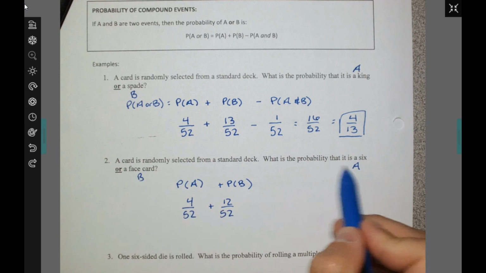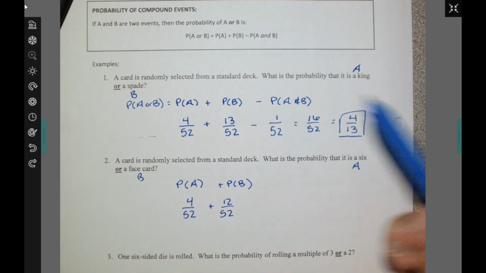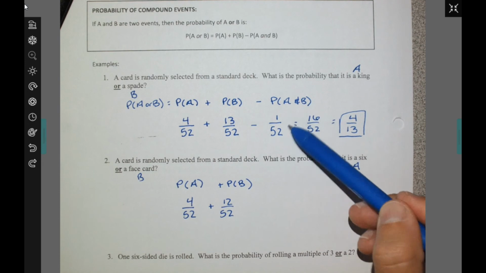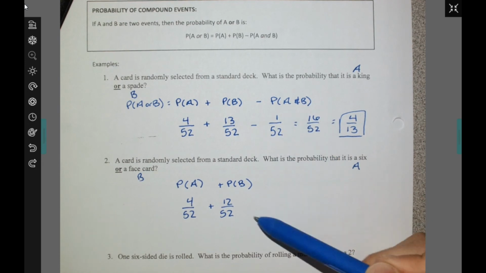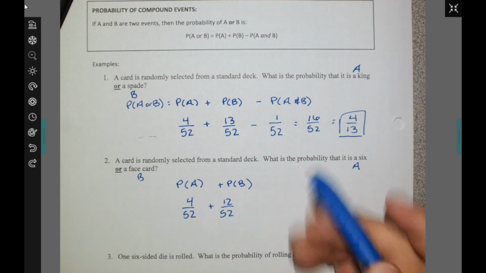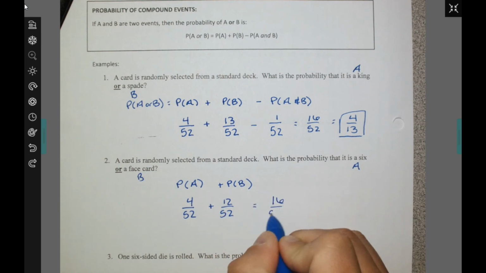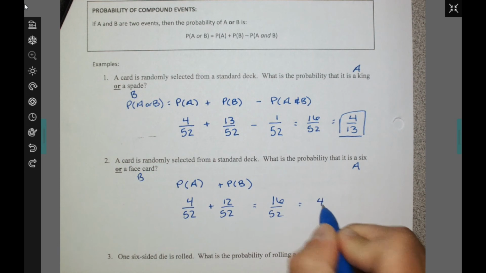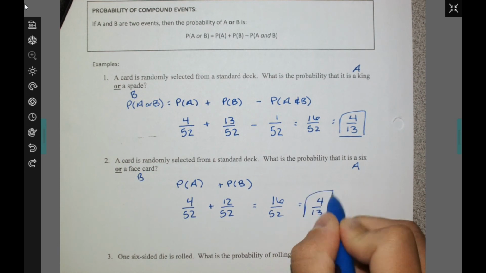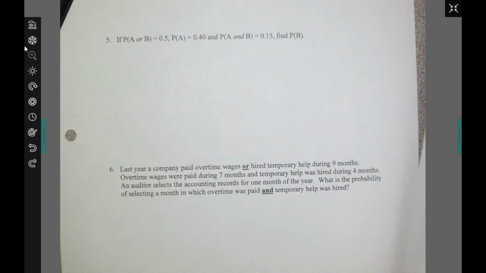There's no 6s that are also face cards, so we do not have a probability of A and B on the end. So up here, we had a king that is a spade. Down here, there's no 6s that are also face cards, so we don't even have to worry about subtracting that off on the end. You go ahead and simplify your fraction. You're going to get 16/52 and end up being 4/13. So the same deal with what we got for number 1. Number 3, you got a 6-sided die is rolled. It's from the other day. You can go ahead and do that one.